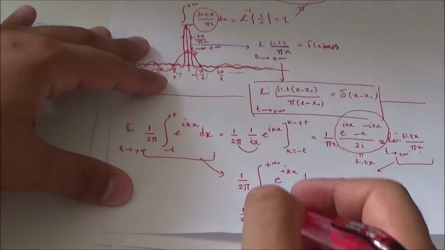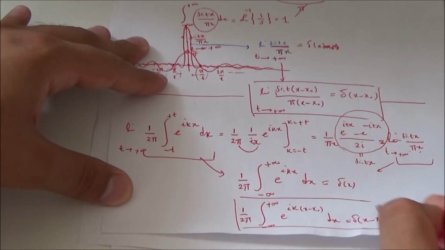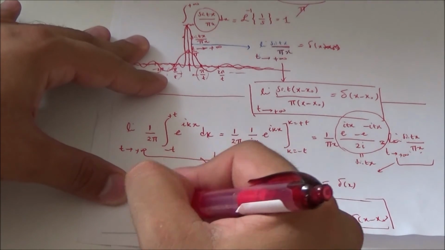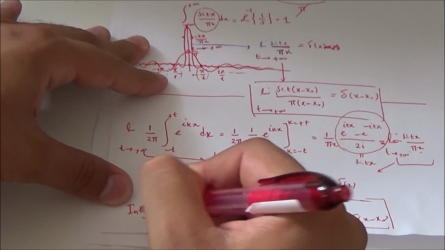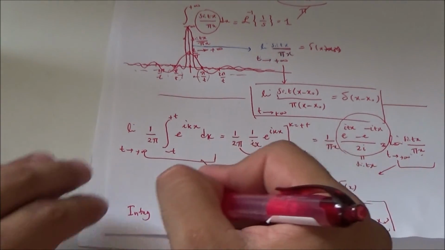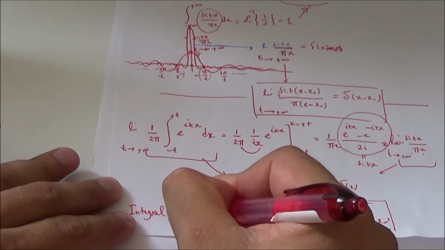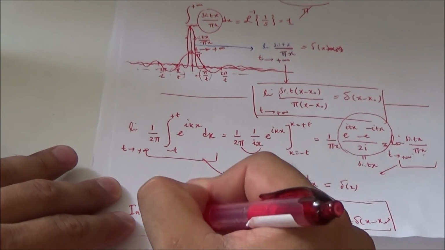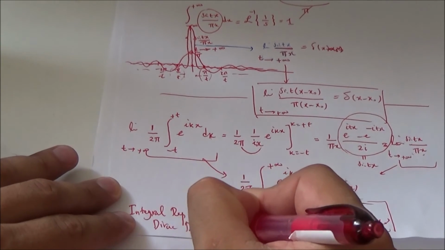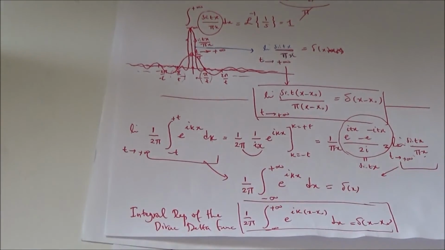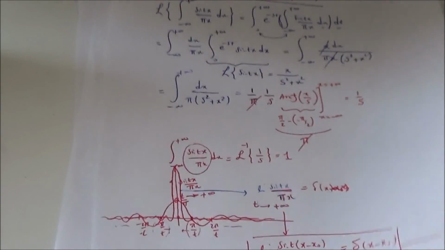So this, especially this one or this one, they are the same, is called the integral representation of the Dirac delta function. So now I will use this integral representation for the Dirac delta function, in order to define the Fourier transformation of any function.